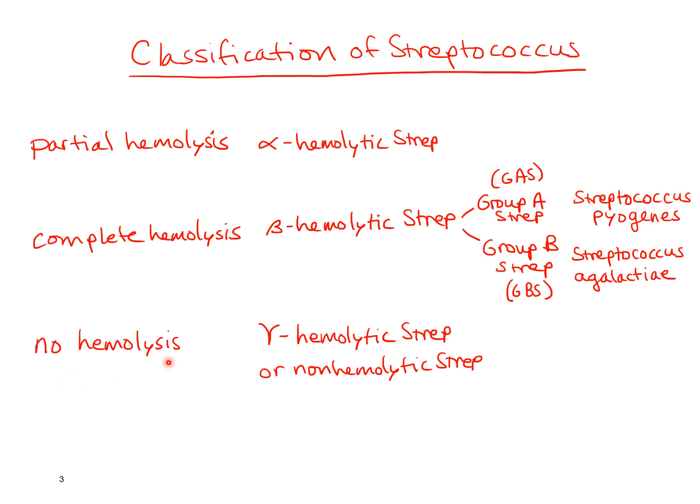And then the gamma hemolytic strep, or non-hemolytic strep, there's going to be no hemolysis or no breakdown of the red blood cells on the blood agar. And so there'll be no change in color at all on the blood agar with this kind of hemolytic strep.